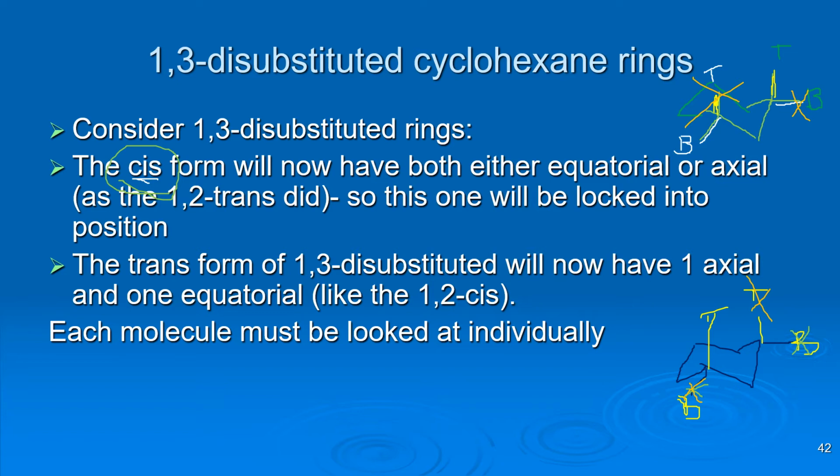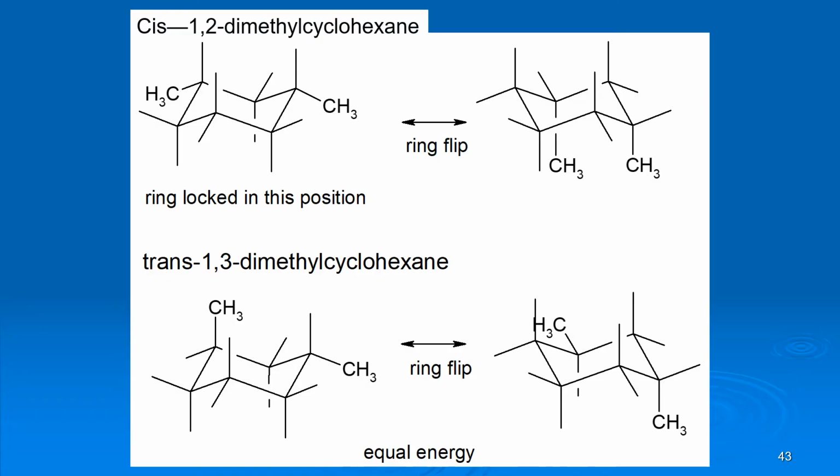The 1,3 cis will be a lot like the 1,2 trans, where it'll be locked because one will be much higher energy than the other. I think that's on the next slide.